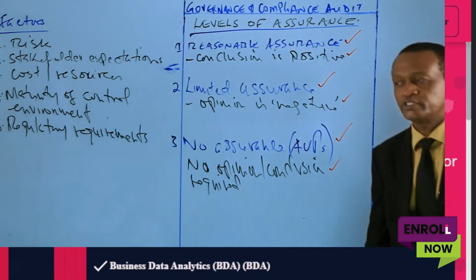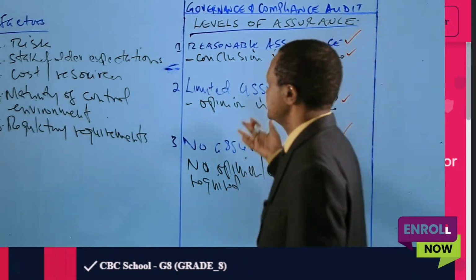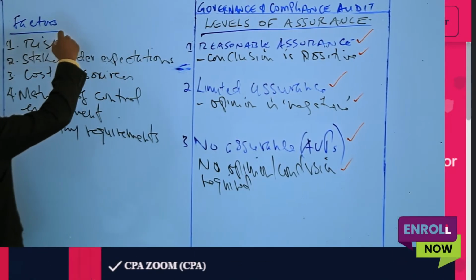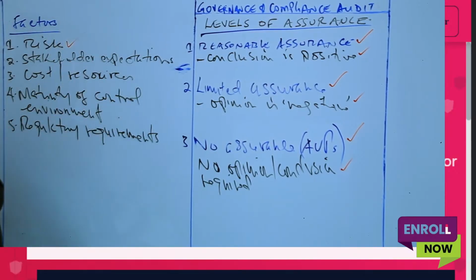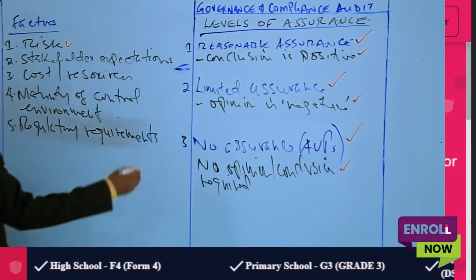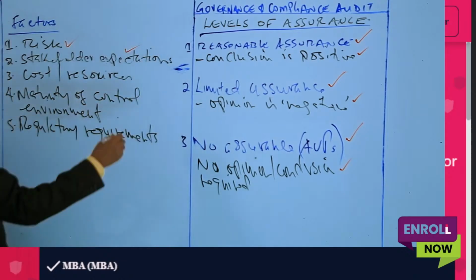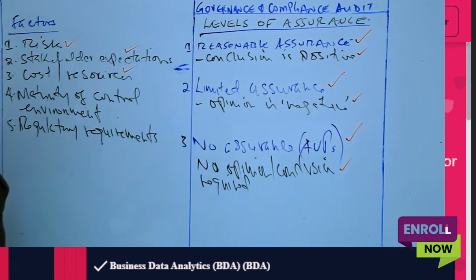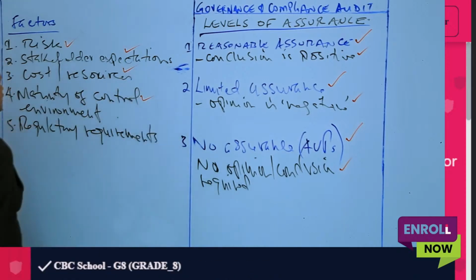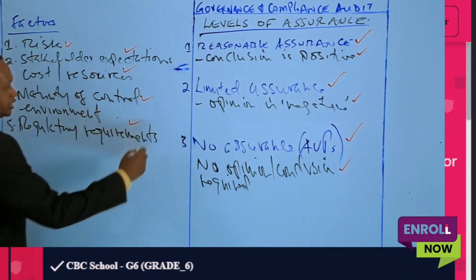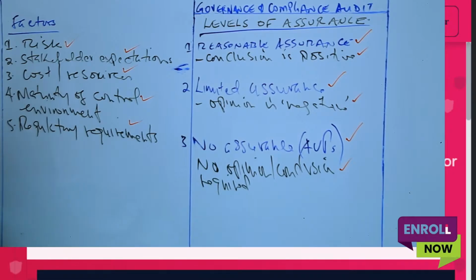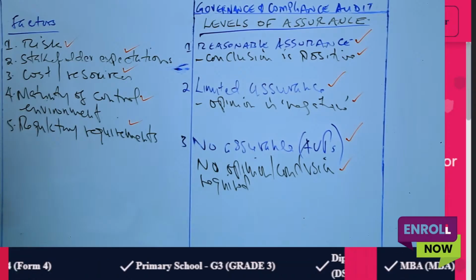Then in this lesson, we've discussed 5 factors that determine the level of assurance. The first, and the most important factor, is risk. Number 2, stakeholder expectation. Number 3, we have cost and resources, then maturity of control environment, and regulatory requirements. So it's important to consider these factors.